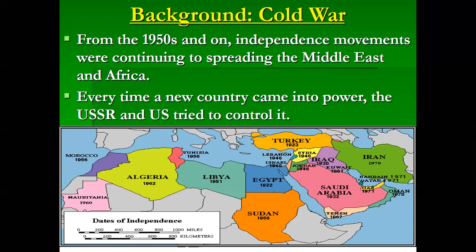Every time a new country came into power, the US or the USSR tried to control it. And what I mean by control it means that who are they going to listen to? If the USSR is telling them something and the US is telling them something, who is this country more going to listen to? We wanted to have friends in the Middle East and in Africa.